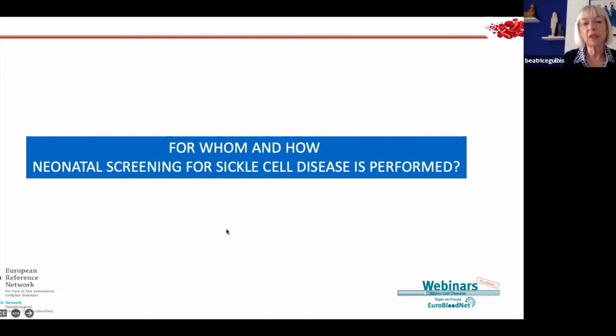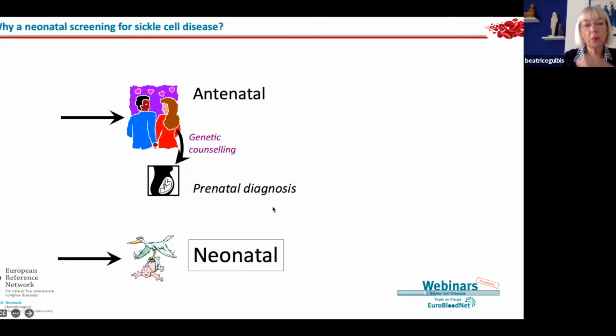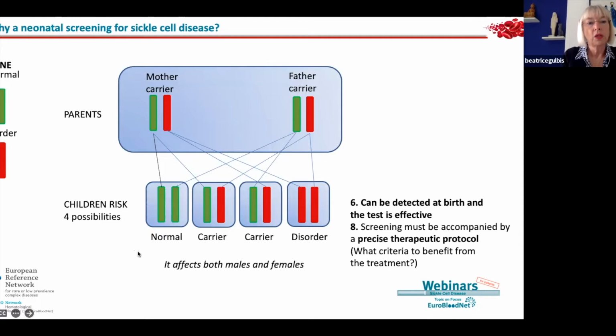For whom and how is neonatal screening for sickle cell performed? You might have antenatal screening, so it's for the couples. But what we are speaking about here is the neonatal screening. So all of us, we have two genes for the expression of this hemoglobin. You have a normal gene, and you might have the disorder one. So the green one is the normal, and the red one is the abnormal one.